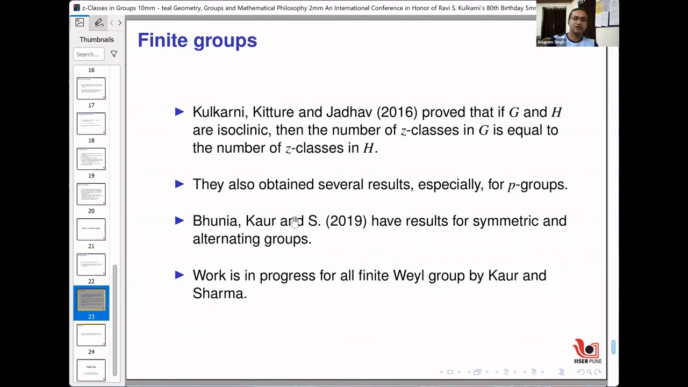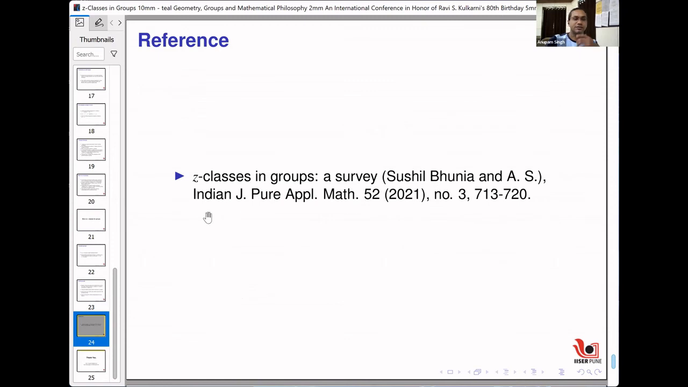And as I know, the work is in progress for other finite Weyl groups by Dilpreet Kaur and Uday Bhaskar Sharma. I think they have already computed for classical Weyl groups, and they are trying to compute for exceptional Weyl groups using GAP maybe. And soon probably this work will be completed. So my talk is based on this survey article by Sushil Bhunia and myself, which appeared in the Journal of Pure and Applied Algebra. One can look at this article for more, and I think I will finish here.